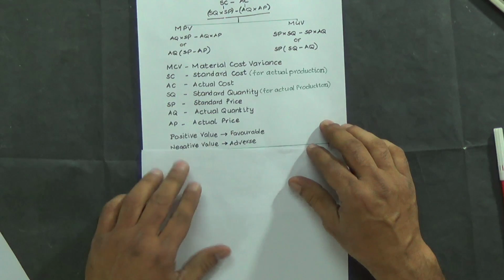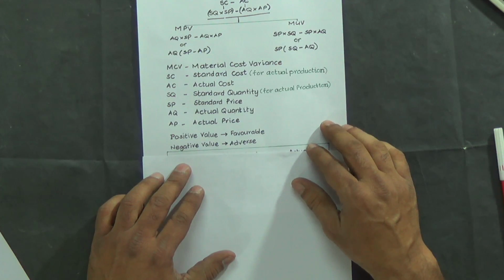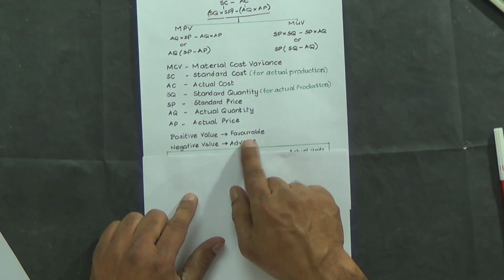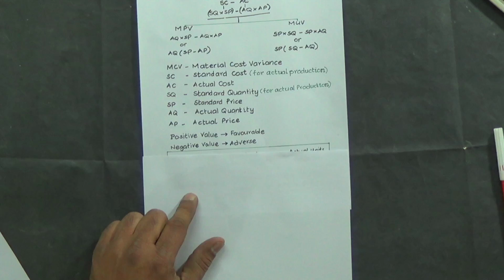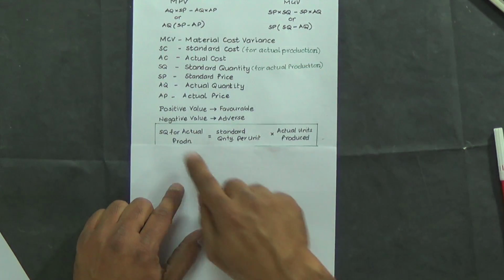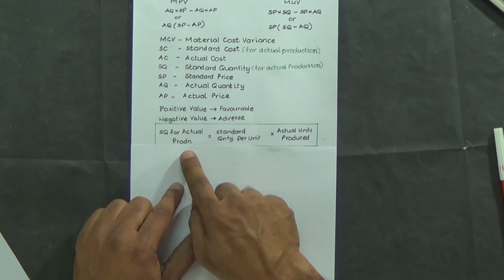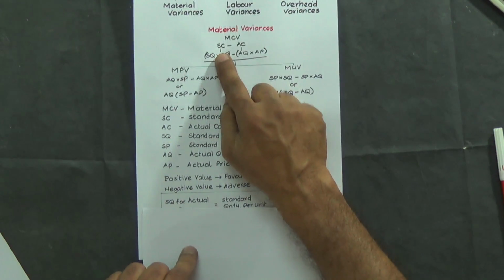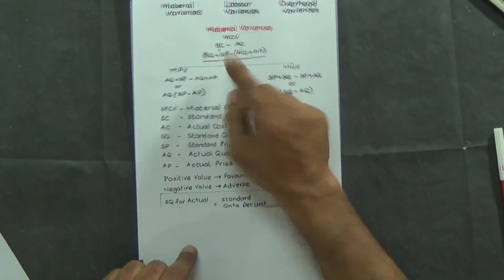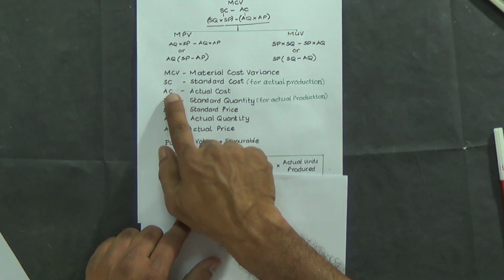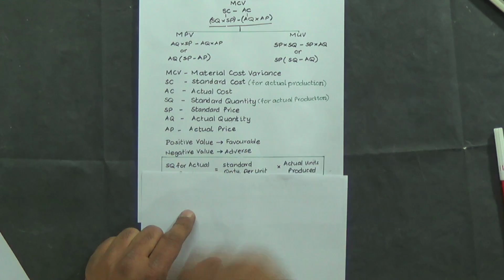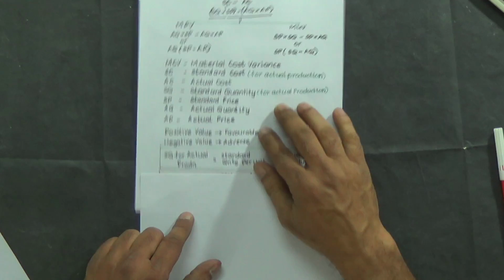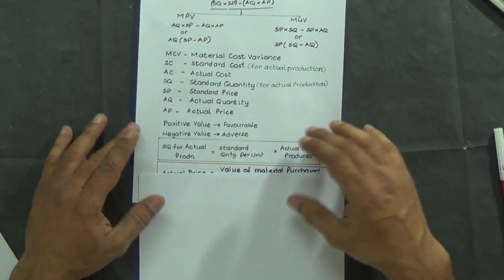At the end, the difference between standard cost and actual cost, if it is a positive value, it is called favorable, and if it's a negative value, it's called adverse. Further, coming down to standard quantity for actual production, every time we say standard cost means standard cost for actual production. Here standard quantity means standard quantity for actual production.